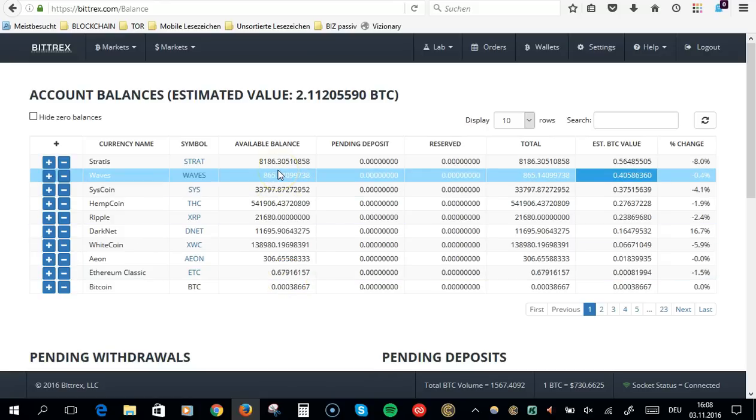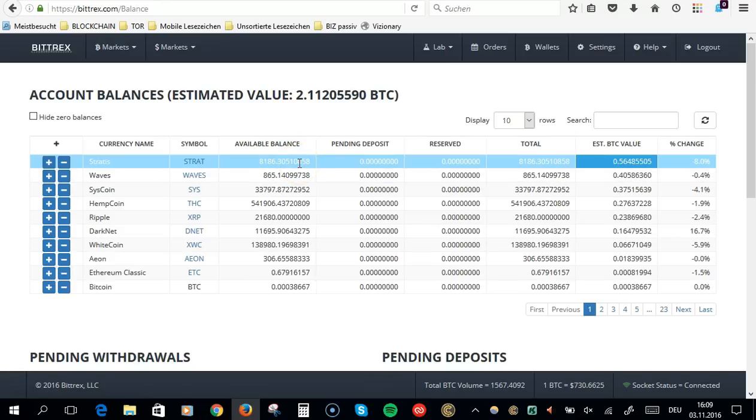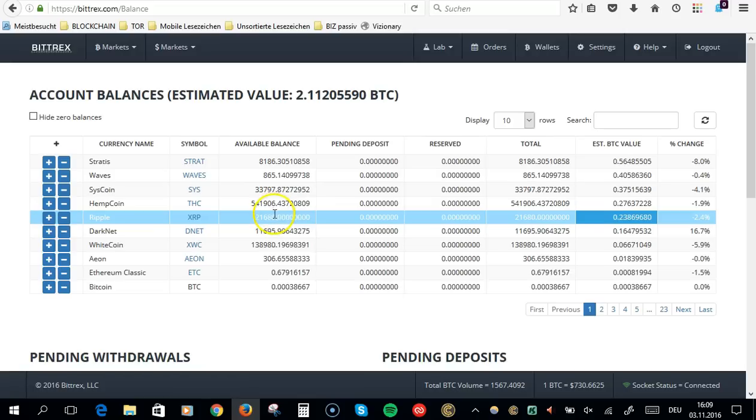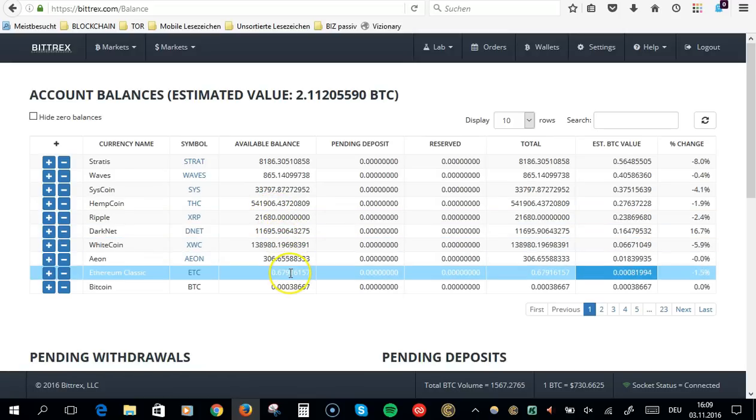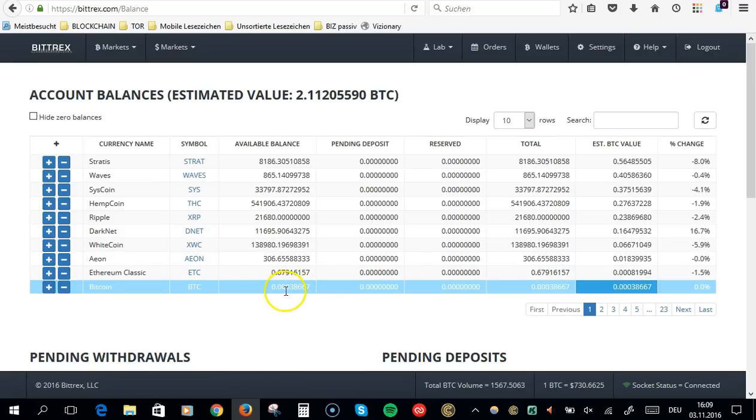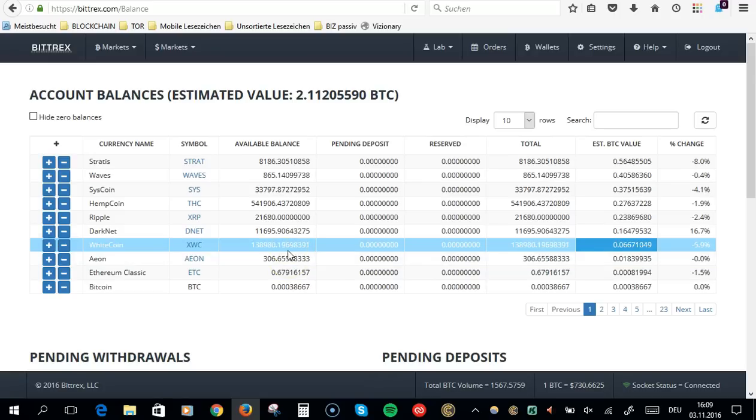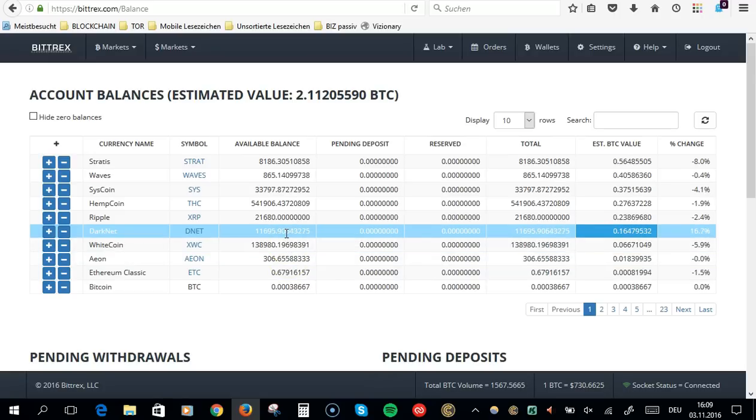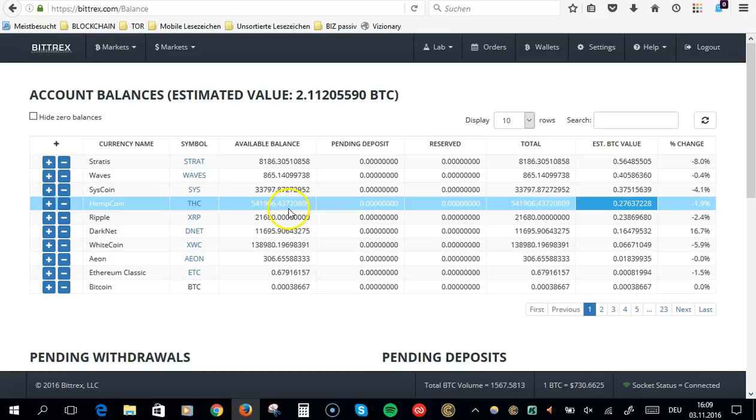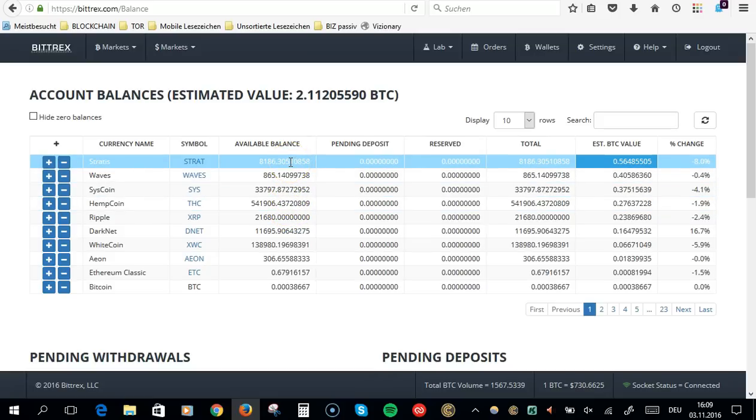Bittrex is sorting these wallets from top to bottom, and it's showing only the wallets that have actually got funds on them. So right now Bitcoin is 0.000386667 and so forth. I have some Ethereum Classic, some Eon coin, some Whitecoin, some Darknet, some Ripple, some Hemp coin, Syscoin, Waves and Stratis.